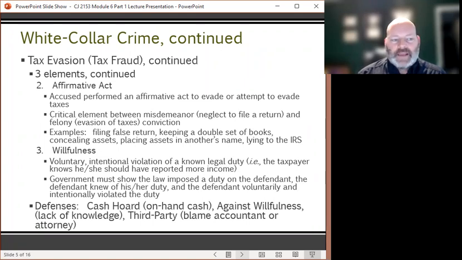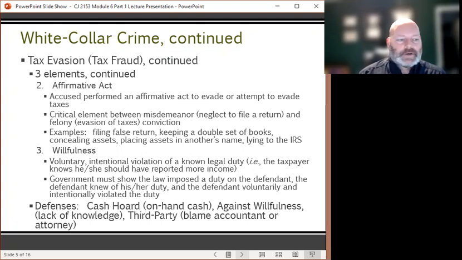The third element of tax evasion is willfulness. This is the voluntary, intentional violation of a known legal duty to pay taxes. For example, the taxpayer knows that he or she should have reported more income. The government has to show that the law imposed a duty on the defendant to pay the taxes, the defendant knew of this duty, and the defendant voluntarily and intentionally violated the duty by evading the taxes.